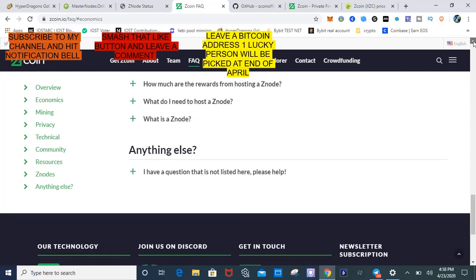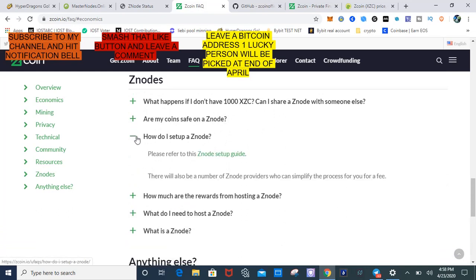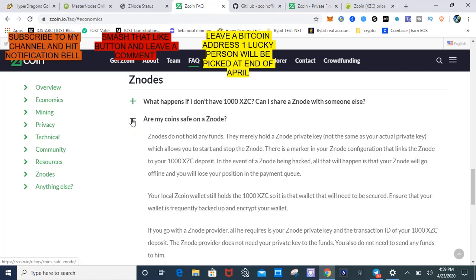So what else is there to know about it? How do you set up a Znode? Once again, I will provide a link to the setup guide. And as far as the safety of your coins, they are as safe as your computer or wherever you're going to download your wallet.